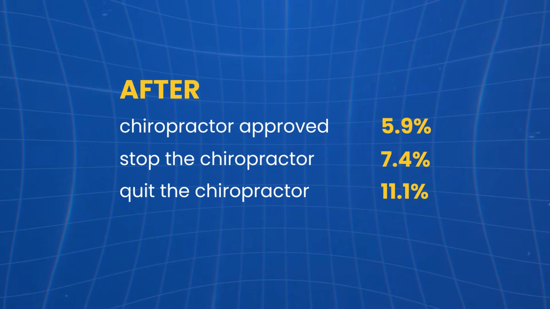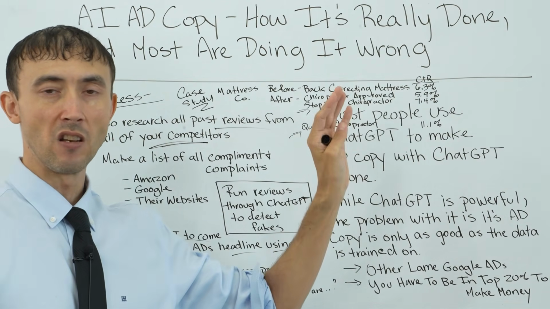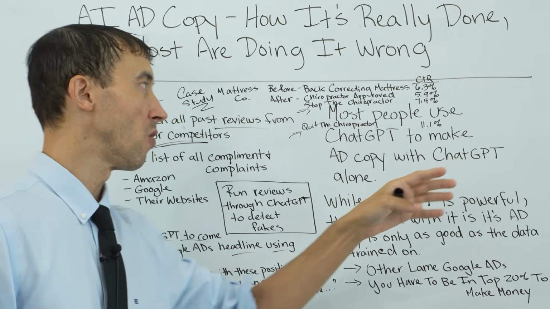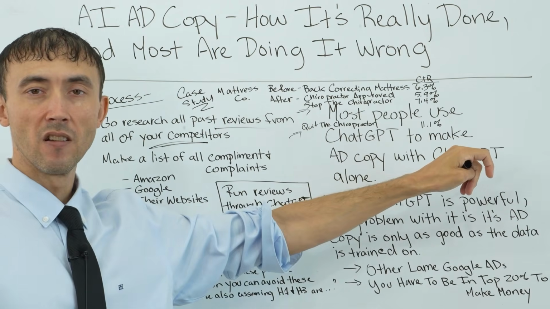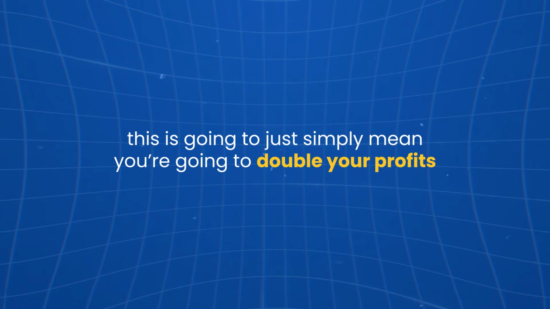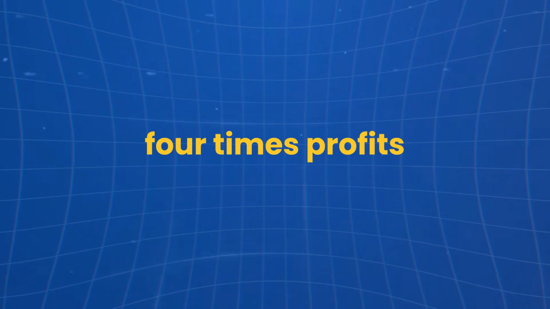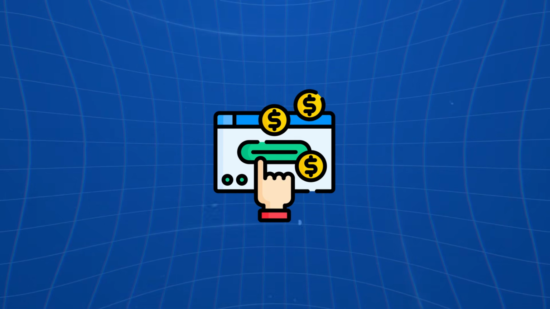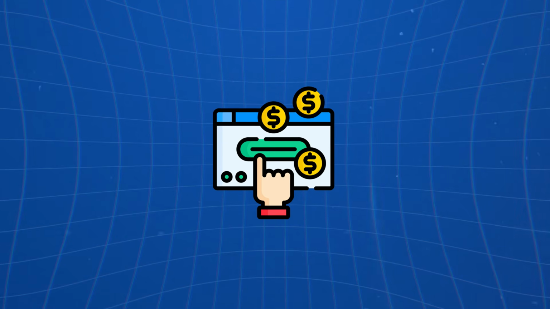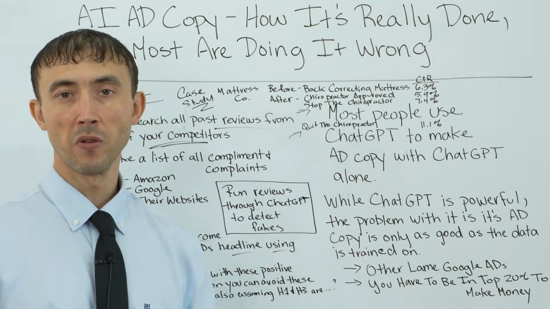We basically, not quite, doubled our click-through rate by using ChatGPT and free public data out there about what people want in this market and what they don't. And when you double your click-through rate like this, it isn't going to just mean you double your profits. It's going to mean four times the profits, or quadruple your profits, because your cost per click is now cut almost in half, along with you having twice as many people clicking through your ads. This is 100% worth it to do.